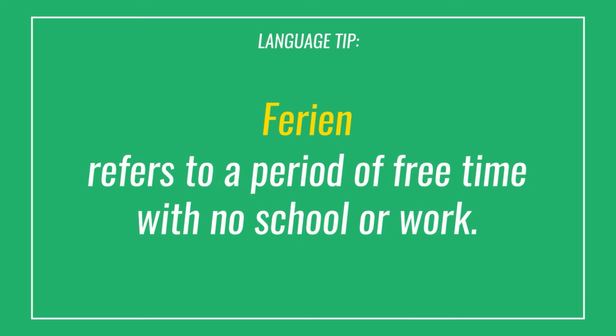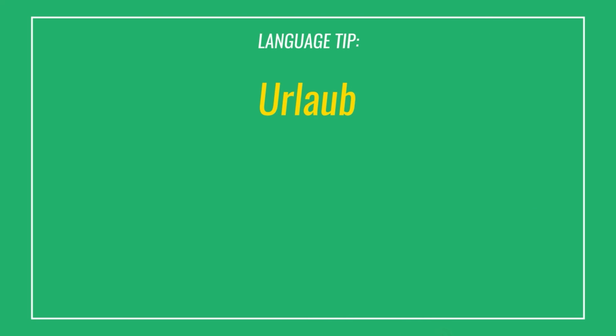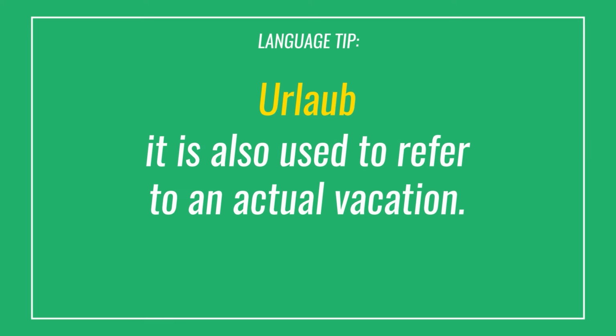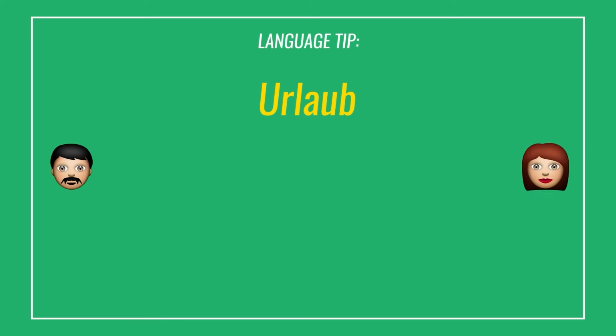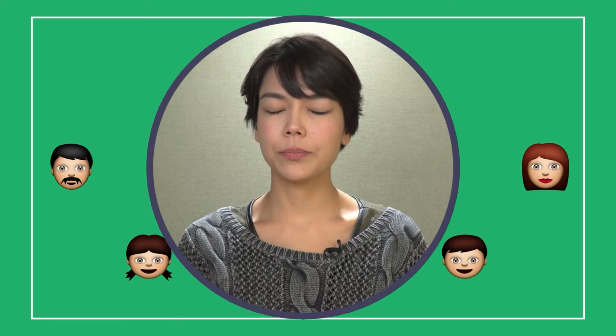Ferien is used to refer to a period of free time with no school or work. These vacations have been set by the government, for example, summer holidays, Christmas holidays, Easter holidays, and so on. Urlaub is used to refer to time an individual takes off from work, which is not set by the country or state. It's also used to refer to an actual vacation. For example, a father and mother might apply for Urlaub, or time off work, so that they can go in den Urlaub, on vacation, with their children.